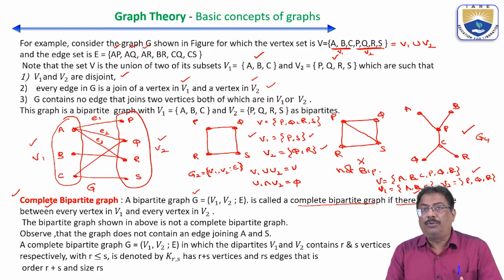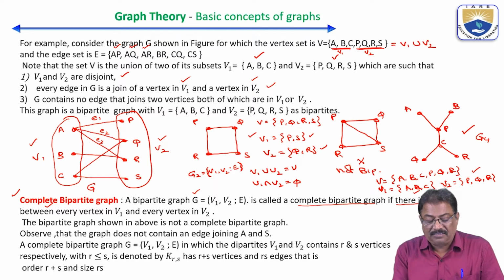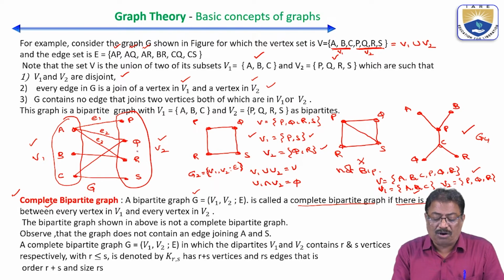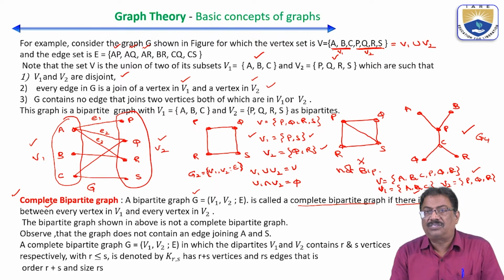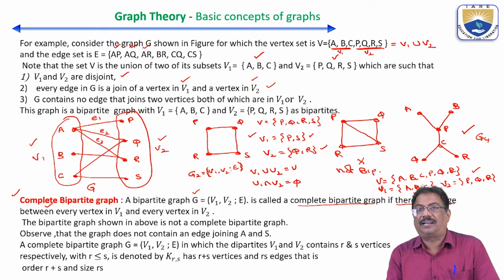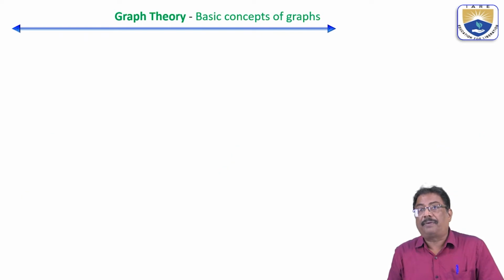See the above diagram. G is not a complete bipartite graph, because for a complete one every vertex in V1 to every vertex in V2 there must be edges. So here A to S there is no edge, B to P there is no edge, B to Q there is no edge, and C to R, C to P there is no edge. So this is not a complete bipartite graph.